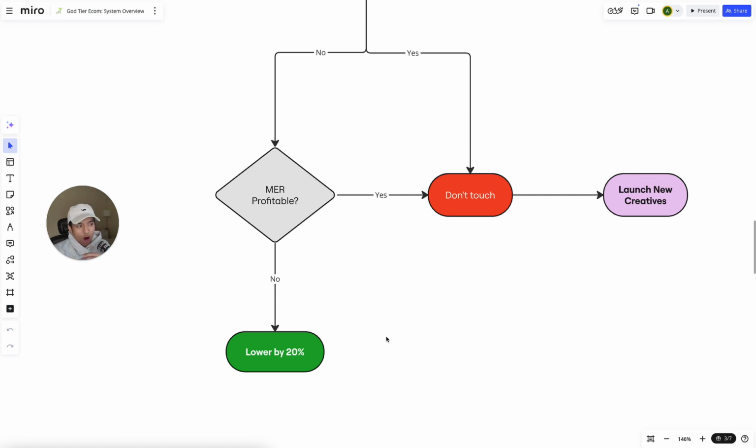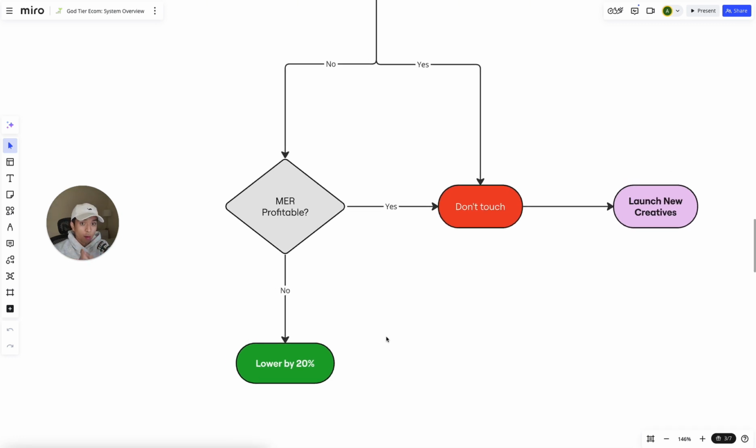Now, if you're not profitable over a 3 to 7 day period, over a larger trend, that is the only time you will actually lower the budget by 20%. And you can repeat this process every single day, lowering by 20% until you recoup profitability and the campaign performance starts to go back up. All the while, you should be testing new creatives to be able to get better performance.